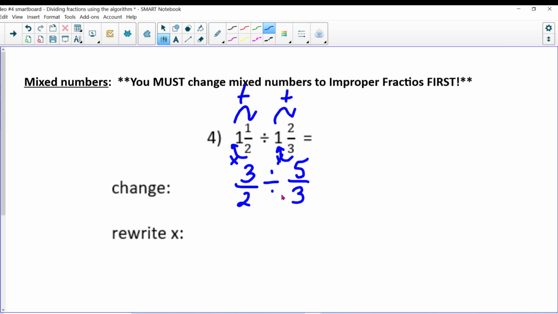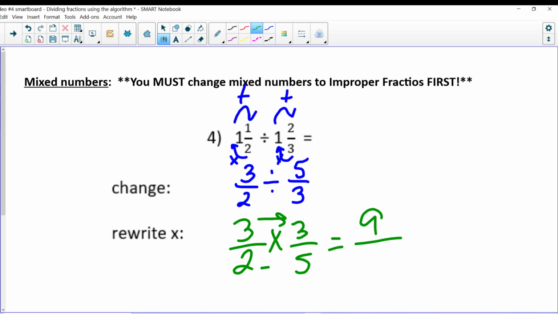Now we're going to rewrite the division problem into its multiplication form. So now we're going to keep the first number, never mess with the first number, change it to multiplication, and we're going to multiply by its what? Reciprocal. So 3/5 is the reciprocal of 5/3. And now we just multiply our fractions. 3 times 3 is 9, and 2 times 5 is 10. So 1 and 1/2 divided by 1 and 2/3 is 9/10.